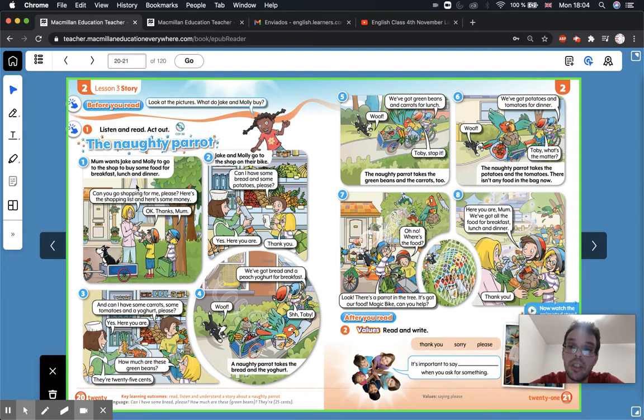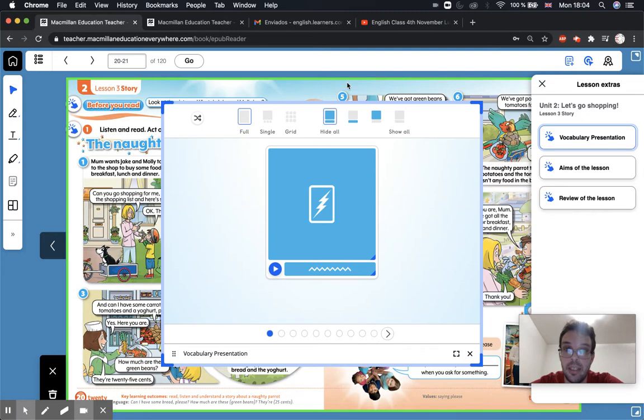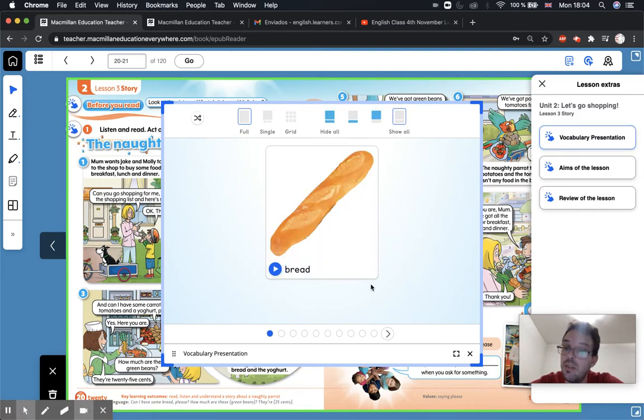First, we're going to revise the food. Vamos a repasar la comida antes de empezar. Let's revise food. Are you ready? Okay, so just listen and repeat. Okay?